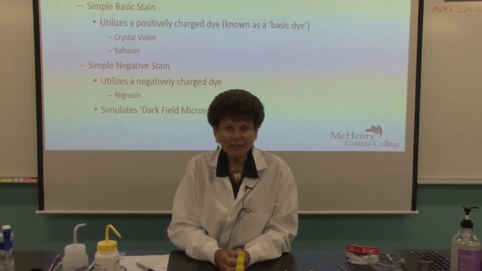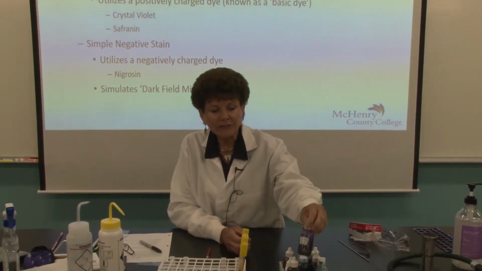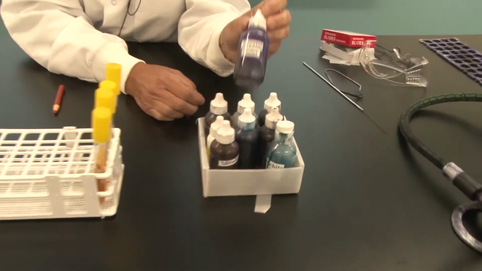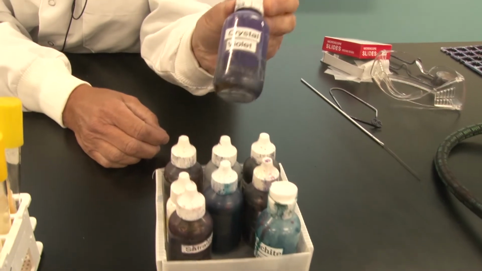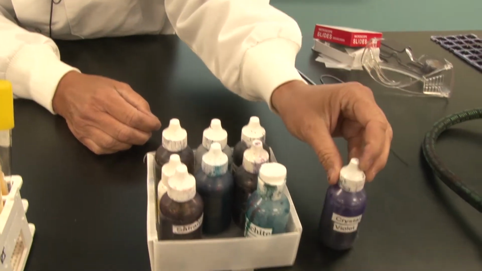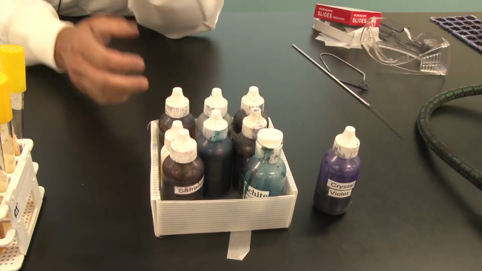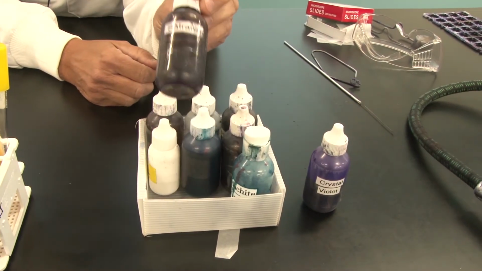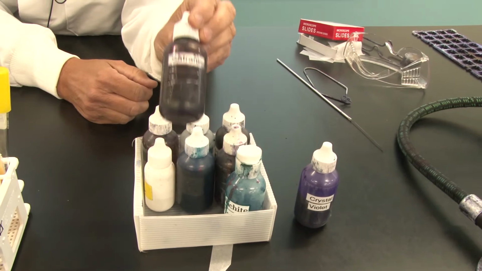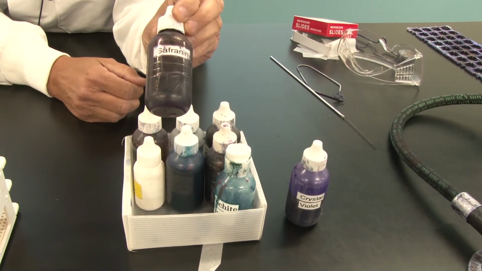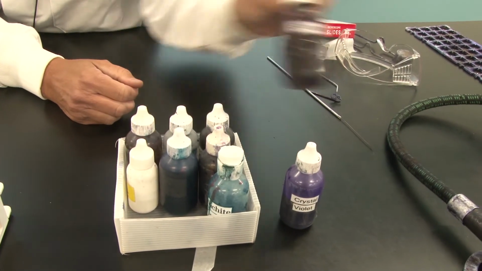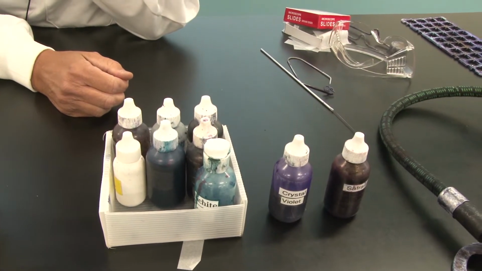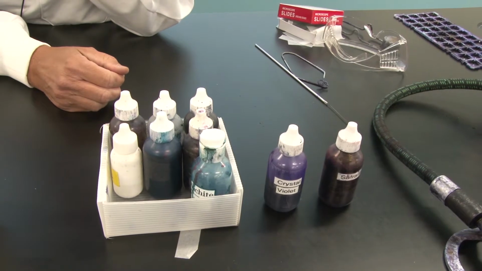Today, we are going to use Crystal Violet from your dye box in your drawer. Crystal Violet is a purple dye. It is positively charged. We will also do another set of simple basic stains using safranin. Safranin is a pink dye which is positively charged. Both Crystal Violet and safranin are called basic dyes. They contain a positive charge.